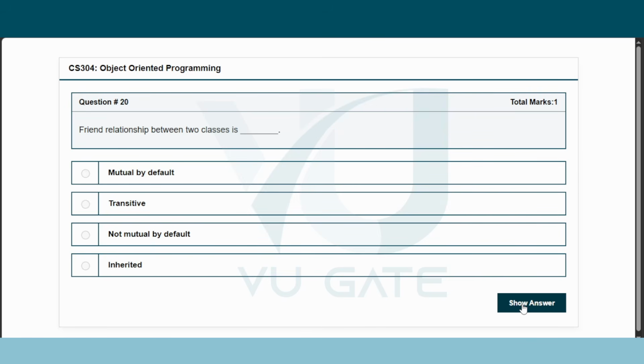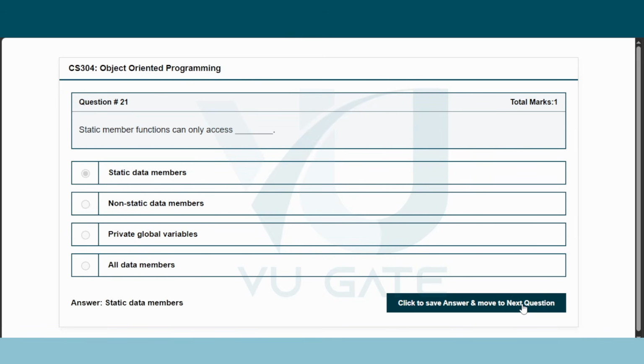Next up is question 20. Friend relationship between two classes is blank. The correct answer is not mutual by default. Let's look at question 21. Static member functions can only access blank. The correct answer is static data members.